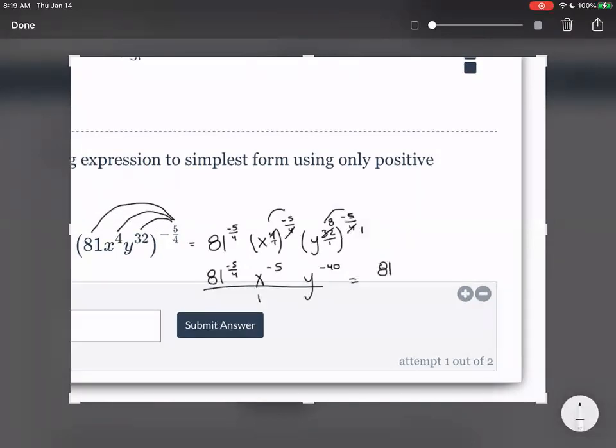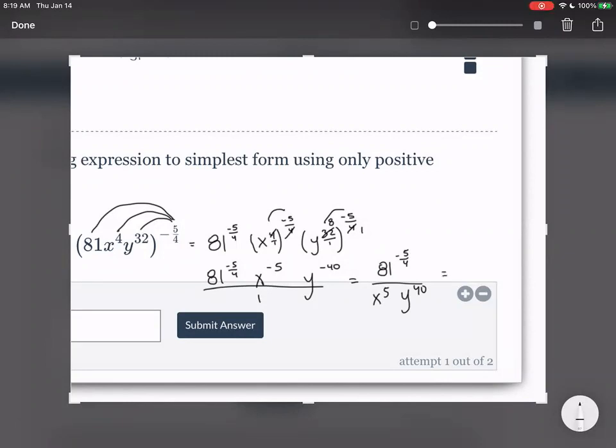I'm just going to keep the 81 to the power of negative 5 over 4 there first. But the x and the y, I'm going to move it to the bottom now. Okay. So all we did here was take the negative exponent pieces on the top, move them to the bottom of the fraction, and then we changed the exponents from negative to a positive. Now, let's deal with that 81 to the power of negative 5 over 4.